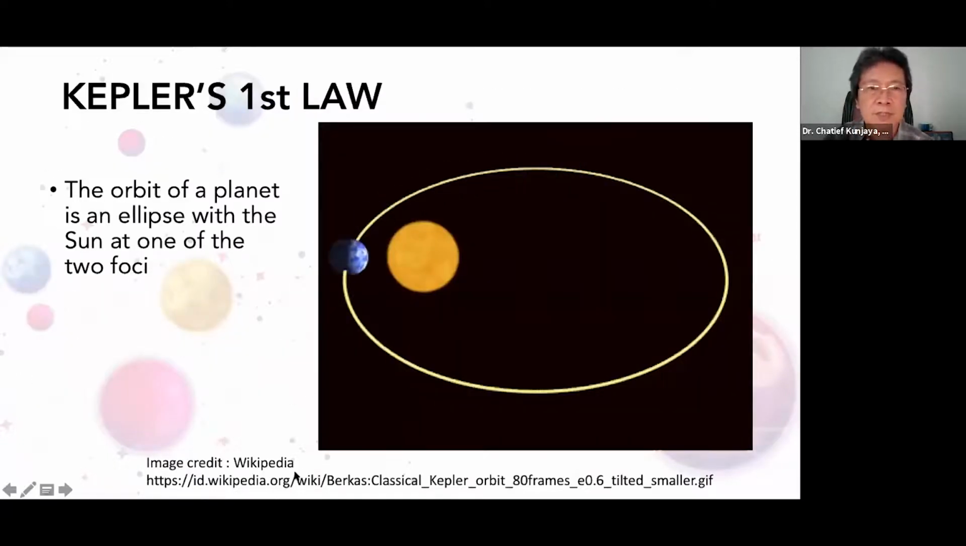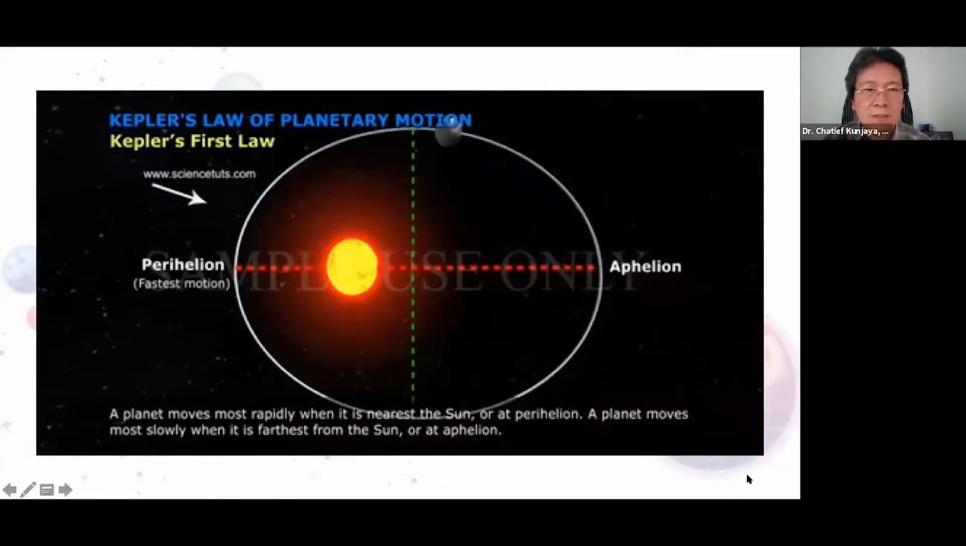Well, this is the first Kepler law, which states that planets move surrounding the sun in an elliptical shape, and the sun is in one of the foci of the ellipse.